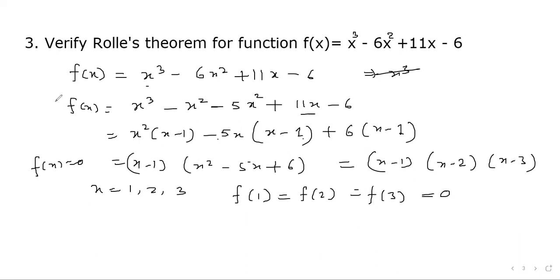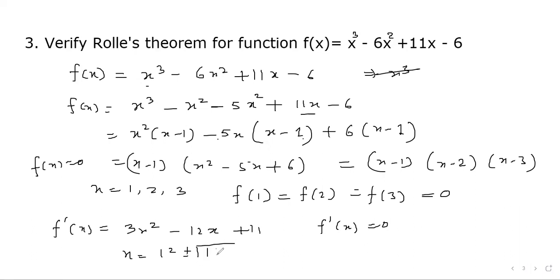So the conditions of Rolle's theorem are satisfied. Let's find out the value of c. Let's differentiate it: f'(x) = 3x² − 12x + 11. We put it equal to 0. We can apply the quadratic formula. So x will be −b, that is 12, plus or minus the square root of 12² which is 144, minus 4ac, so 4 into 3 into 11, divided by 2 into 3. This will give 2 plus or minus 1 by root 3.